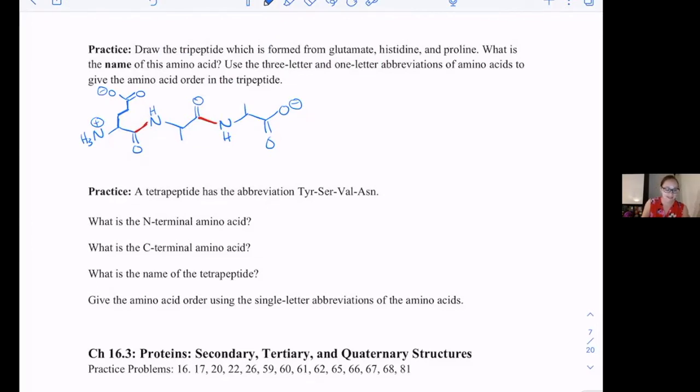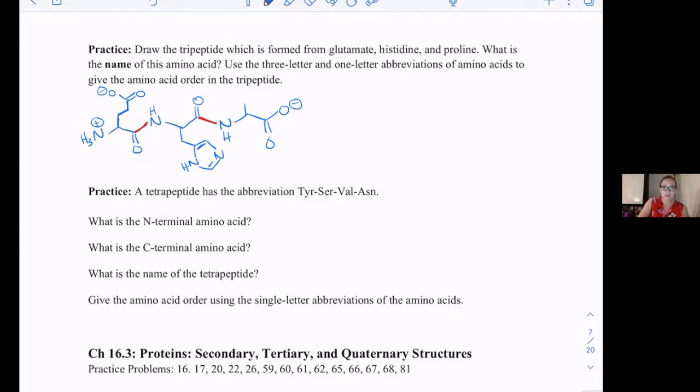amino acid is histidine. So we're going to draw histidine out. This one's one of the weird ones that has this, technically called an imidazole ring, and I drew that wrong. There we go. So this is histidine with this funky ring in it.